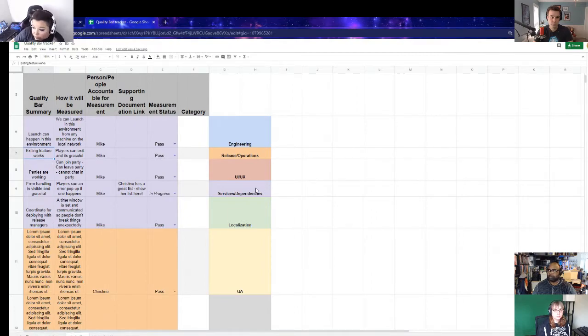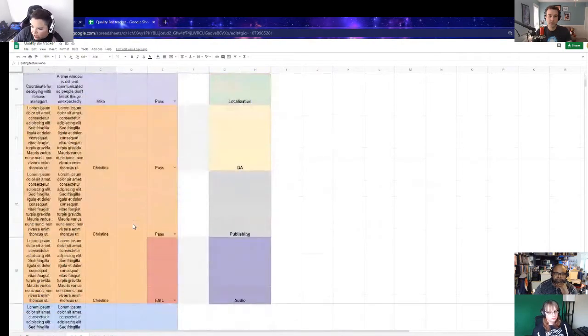The reason why those are services and dependencies is because parties is a service. Exiting is a service that we're using. This feature team may not be creating that for this milestone. So they're looking at a dependency. So it's really important that they know about it. Oh, that's a good call out.